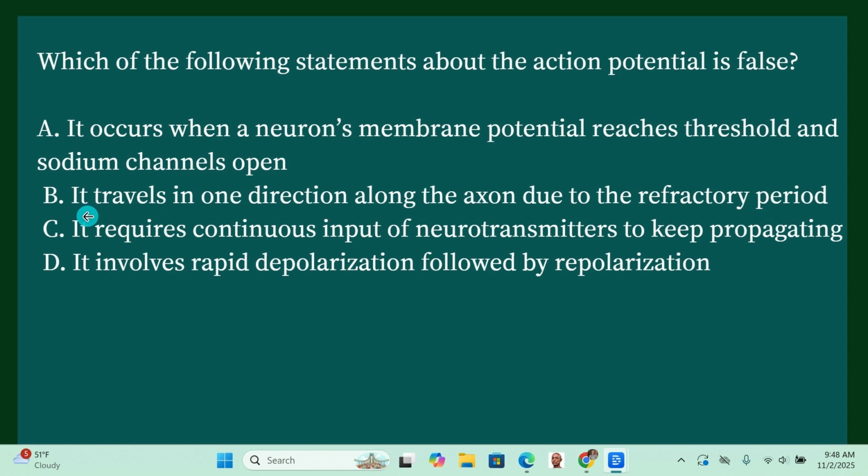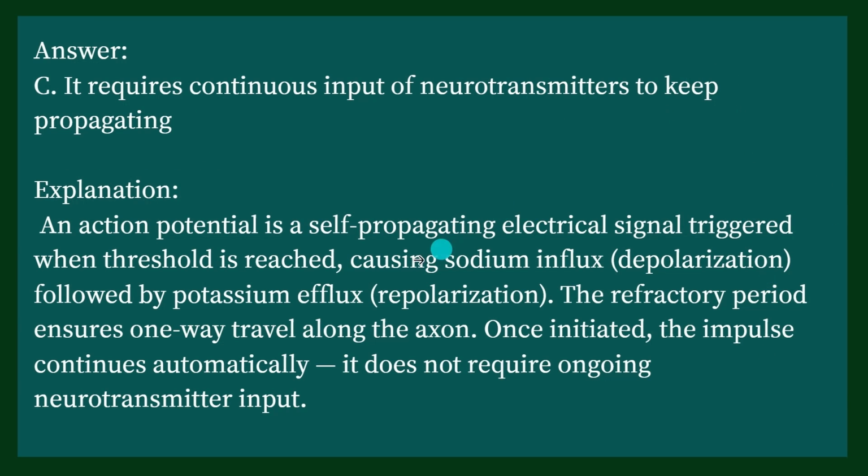Okay, that's true. B, it travels in one direction along the axon due to the refractory period. That's true. C, it requires continuous input of neurotransmitters to keep propagating. No. D, it involves rapid depolarization followed by repolarization. That's true. So C is wrong, I think, because the action potential runs down the axon because of the depolarization and repolarization of the ions, which triggers the neurotransmitters to come out at the synapse at the very end of the axon. Okay, so let's see the explanation.